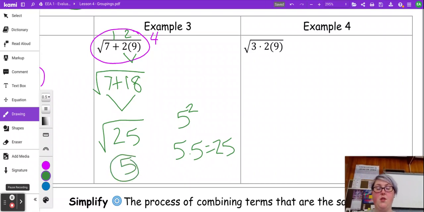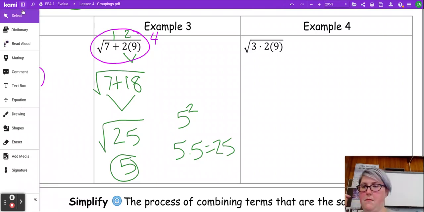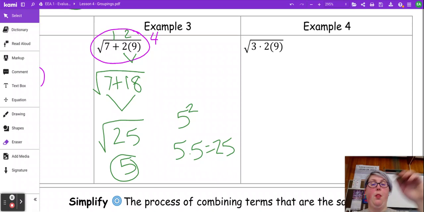So you see how the square root is the opposite. 25 divided by 5 is 5. 5 times 5 is 5 to the second, 5 squared. The square root of 25 is 5. 5 times 5 is 25, so 5 squared is 25. So the square and the square root are the opposite.